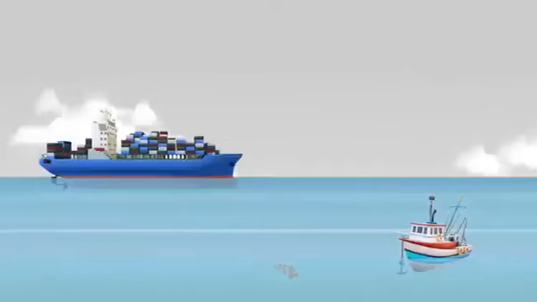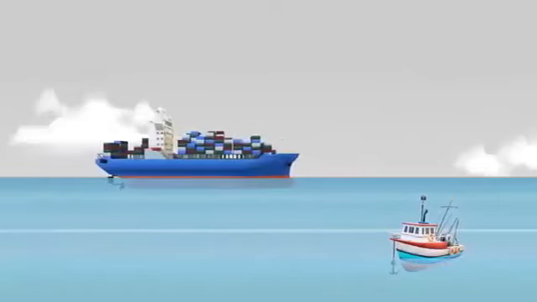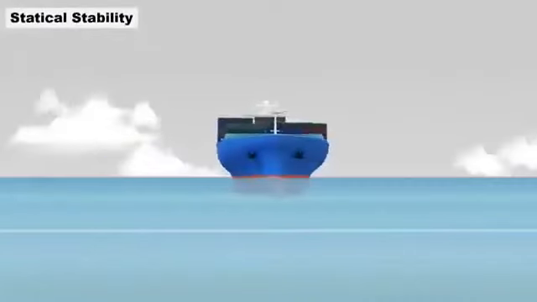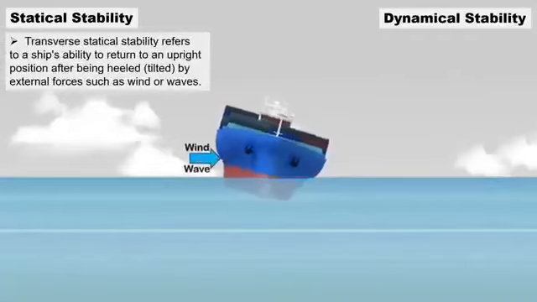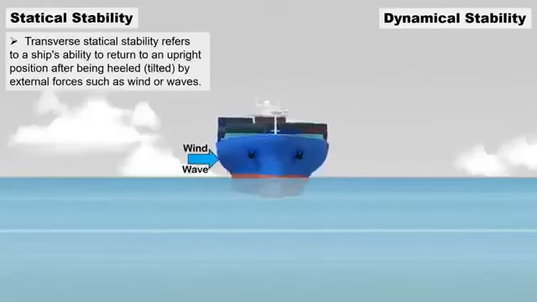In this video, we will explore two fundamental concepts that define a ship's stability behavior. Those are statical stability and dynamical stability. Statical stability, or transverse statical stability, refers to a ship's ability to return to an upright position after being heeled or tilted by external forces such as wind or waves.